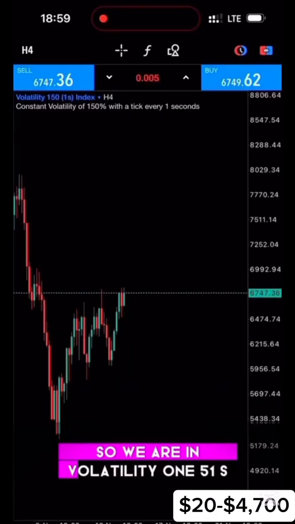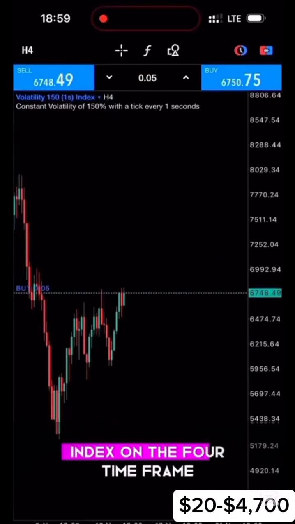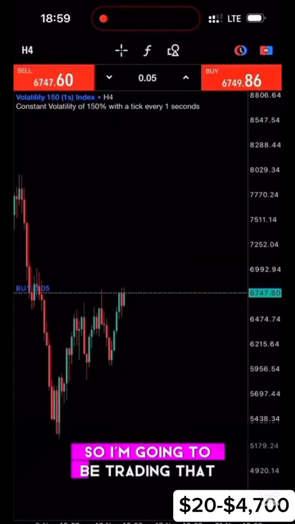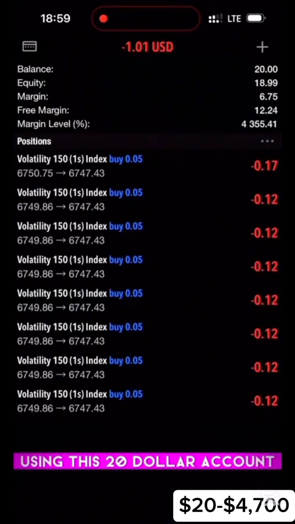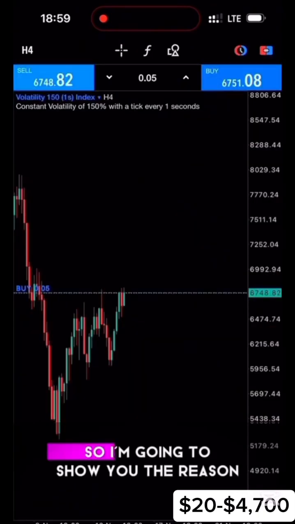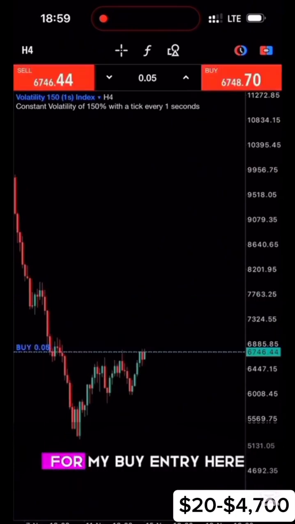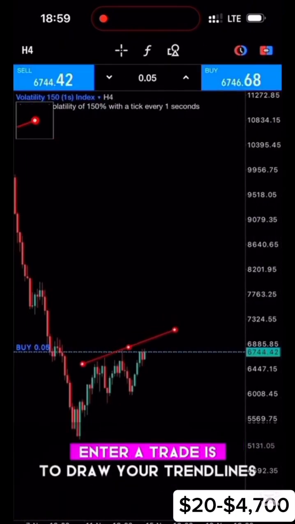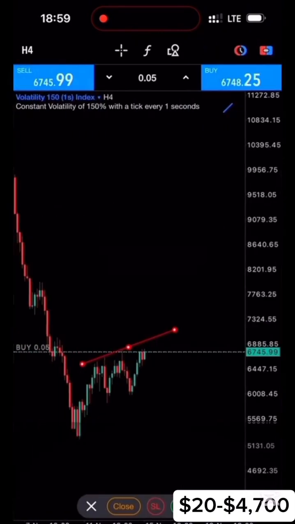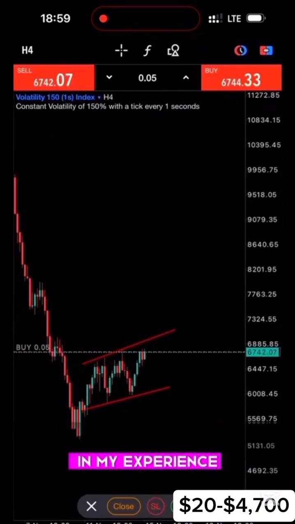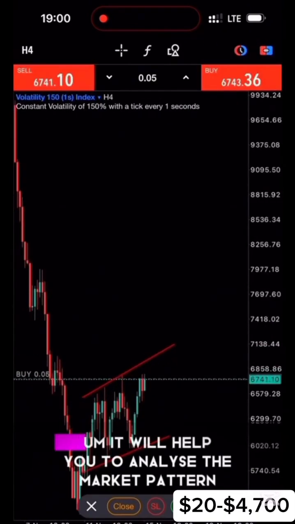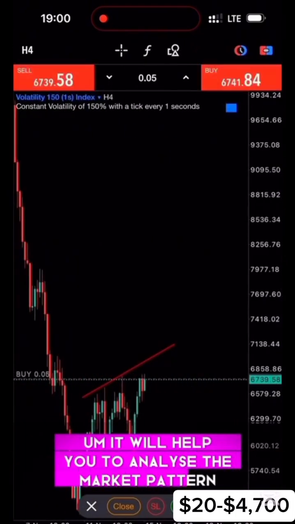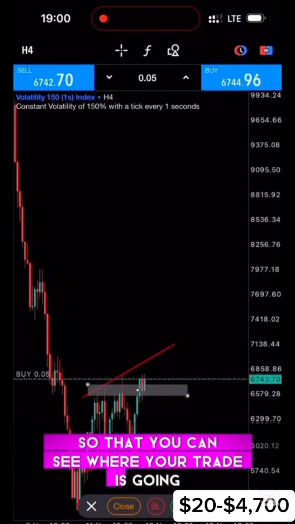So we are in volatility 151S index on the 4-hour time frame. So I'm going to be trading that using this $20 account. I'm going to show you the reason for my buy entry here. The first thing you do when you're about to enter a trade is to draw your trend lines. In my experience, drawing trend lines will help you to analyze the market pattern so that you can see where your trade is going.